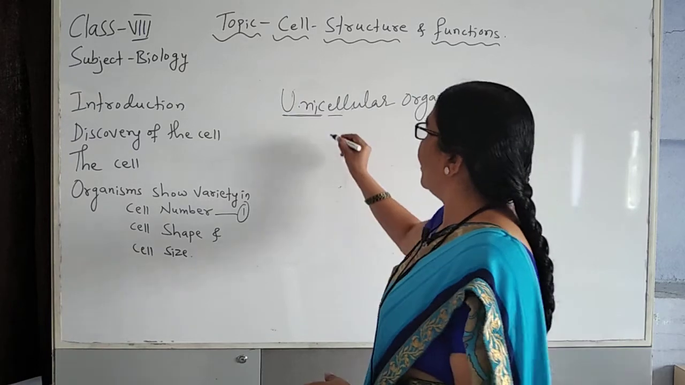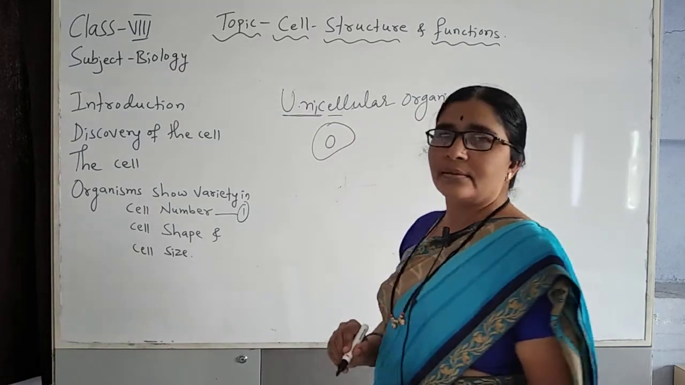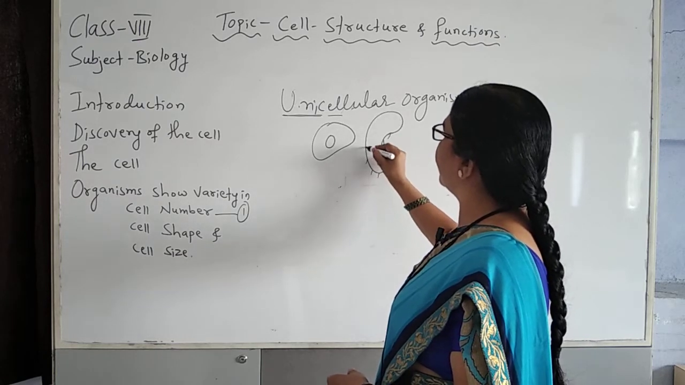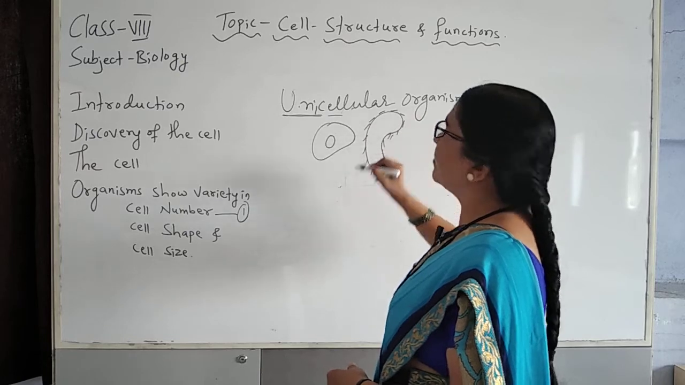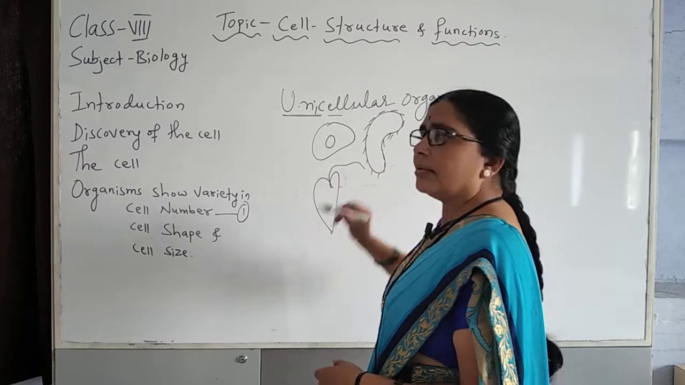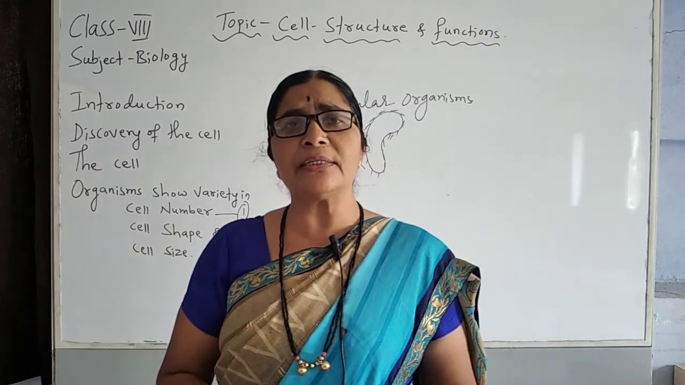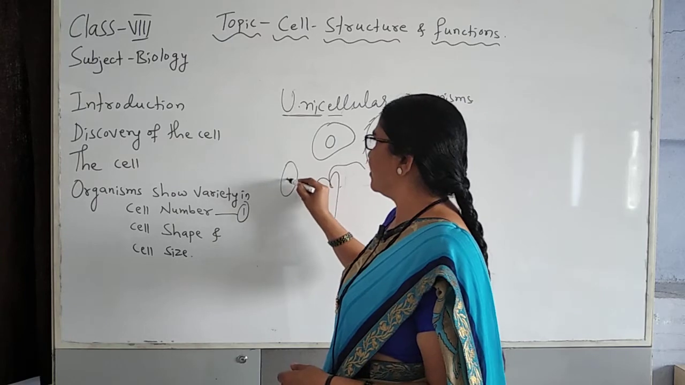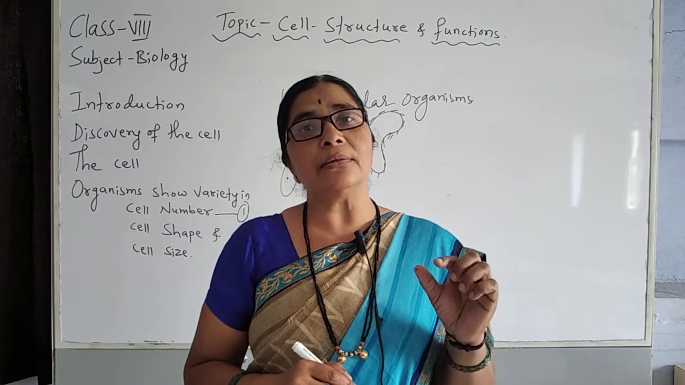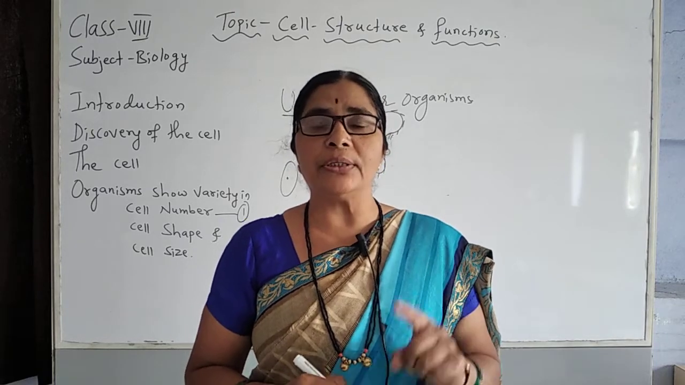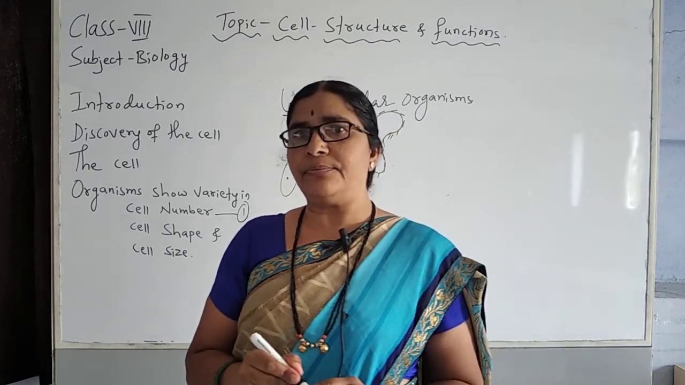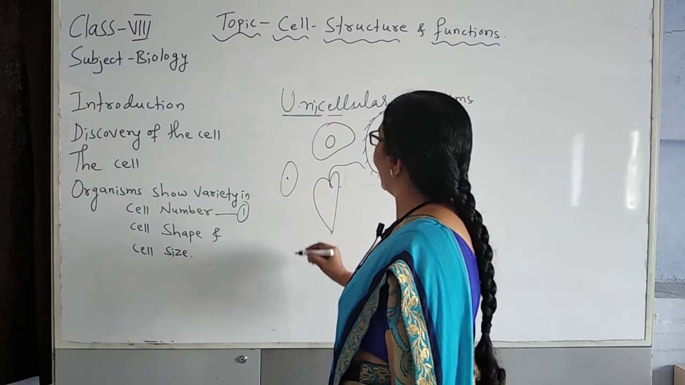Examples: amoeba, single cell. Paramecium, single cell. Euglena, single cell. Many more microscopic organisms. Yeast, single cell. Organisms which are made from only a single cell are said to be unicellular, uni meaning one. On the other hand, multicellular organisms, very important. Multicellular.